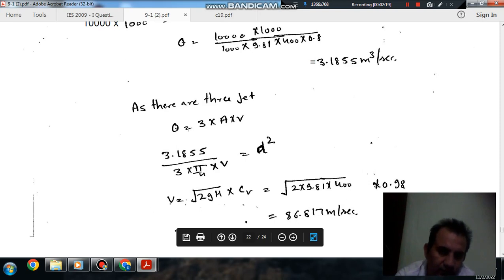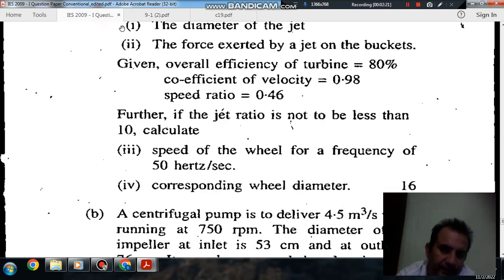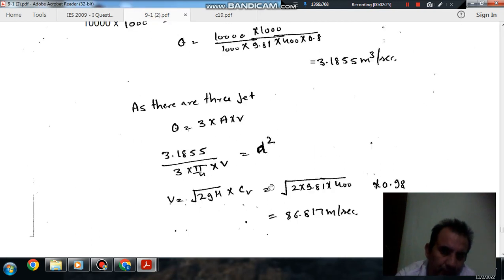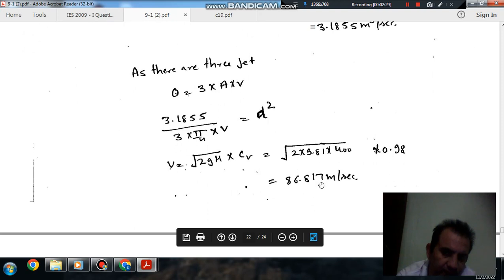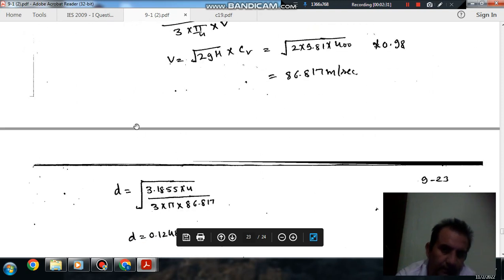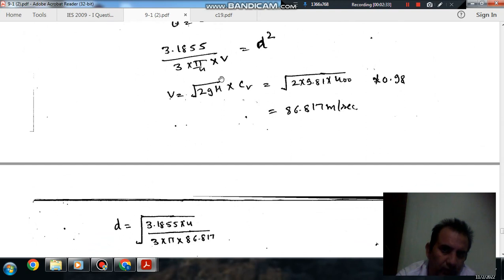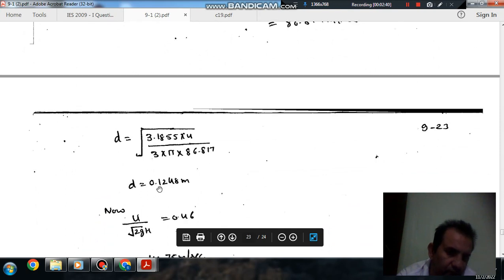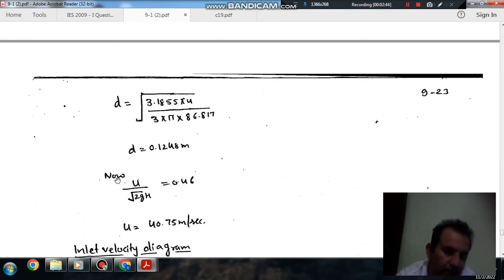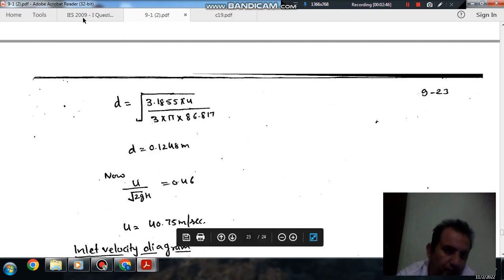So CV is given as 0.98, and H is given as 400 meters. So V comes out as 86.817 meter per second. Now we can put here the value of V, so d comes out as 0.1248 meter. So the diameter of the jet is 0.1248 meter.